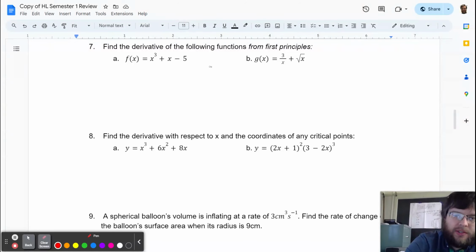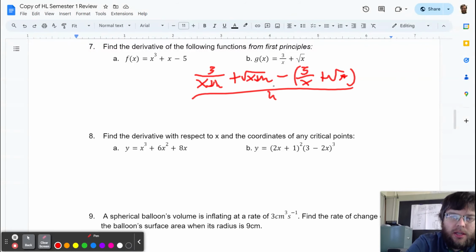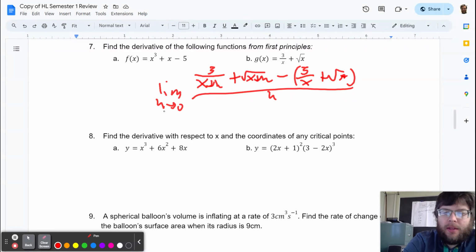If you're doing the derivative from first principles of my second one, you're going to have a couple different tricks that end up happening. So I'll go through this pretty quickly. We have f of x plus h minus f of x over h. Again, doing the limit as h approaches 0. So we're going to do 2 different tricks.